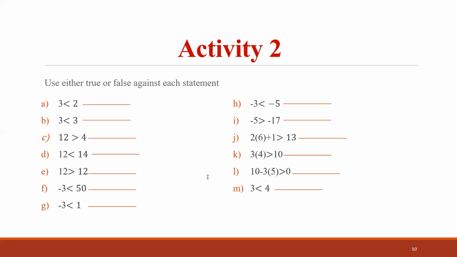Then part G. Angel, part G. -3 is less than 1. It is what? It's true. It is true. Yeah. Okay, that's very good. Let us continue.